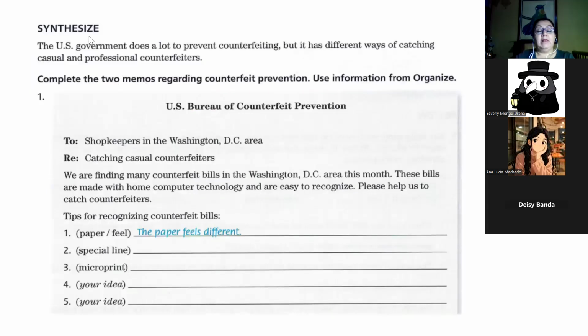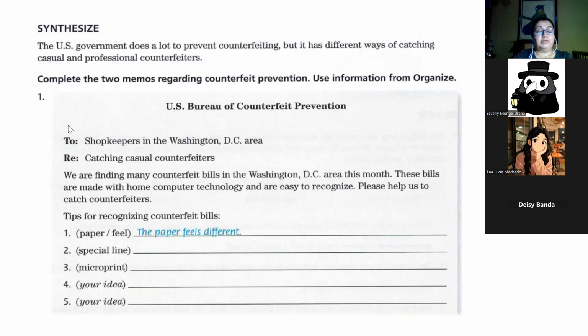Ok. La otra estrategia de esta lectura era la síntesis. The US government does a lot to prevent counterfeiting, but it has different ways of catching casual and professional counterfeiters. Complete the 2 memos regarding counterfeit prevention. Use information from Organize. US Bureau of Counterfeit Prevention.